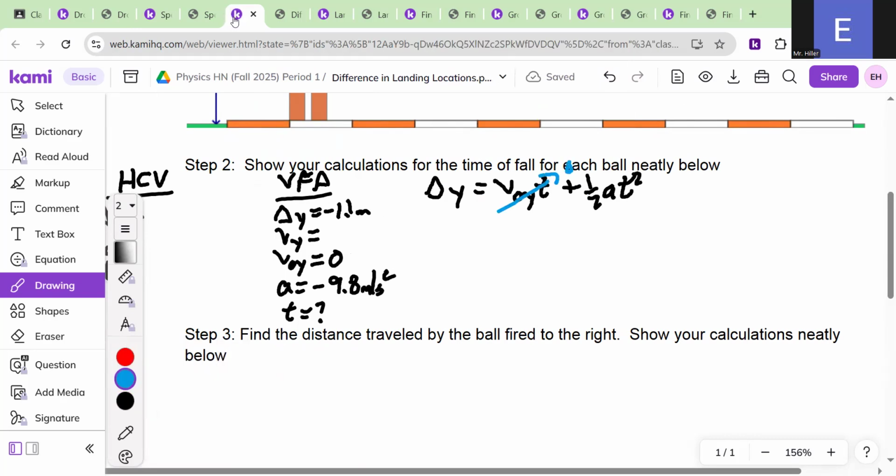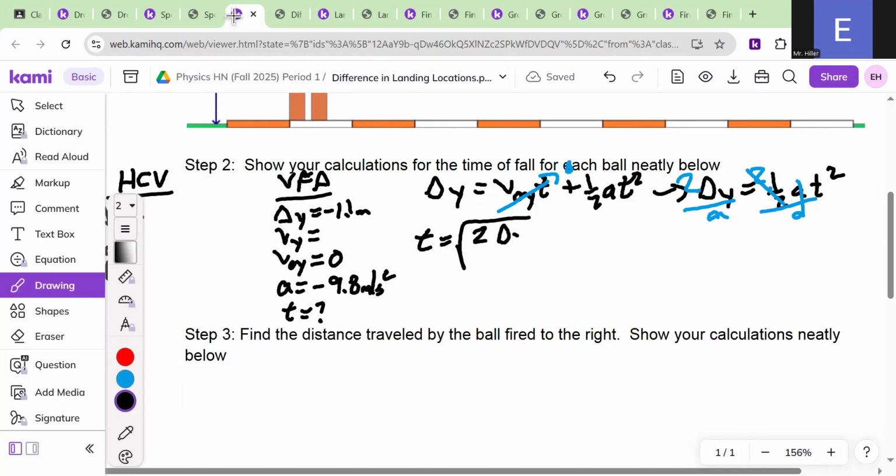V naught y t cancels. Delta y equals 1/2 a t squared. And what did we do the last few times we solved this for t? Multiply by 2, divide by a, and square root. Okay, 3 easy steps. So we get 2 times delta y over the acceleration, which is going to be 2 times negative 1.1 in my case, over negative 9.8. Go ahead and find your time. I'll find mine.